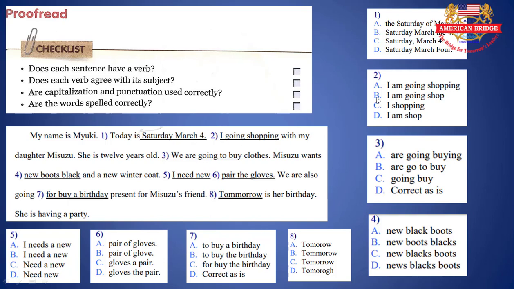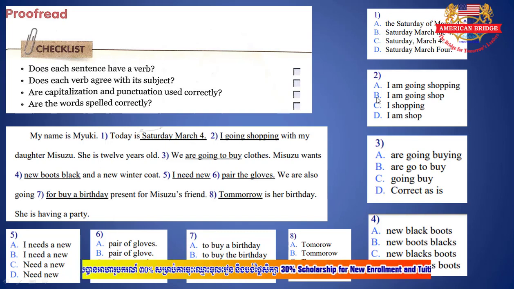And number 6. Okay, number 6, pair of gloves, gloves appear, gloves the pair. So the right answer is letter A, pair of gloves.